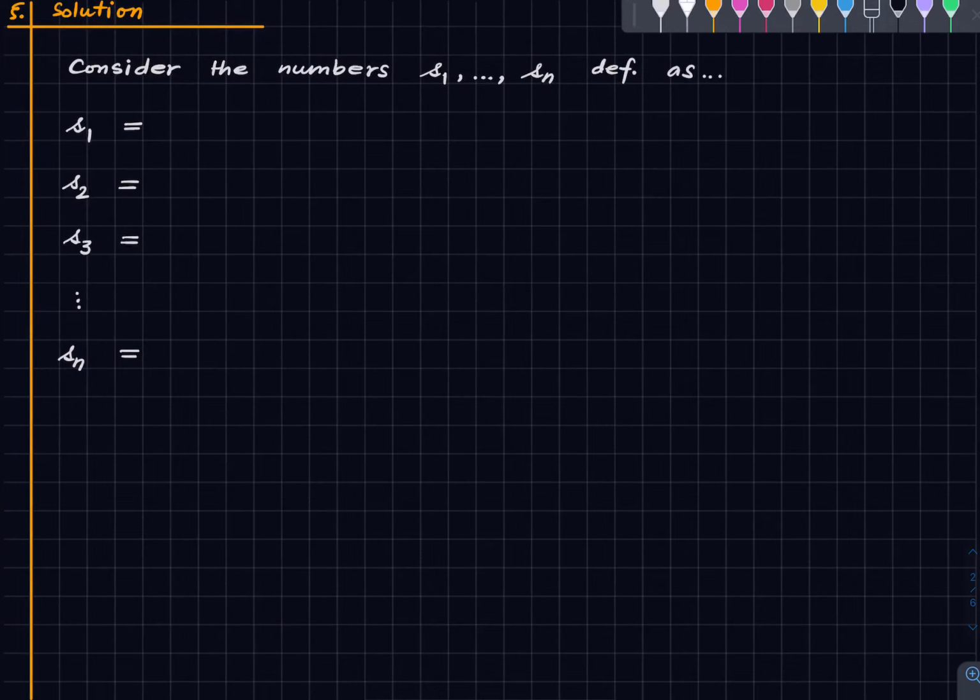So we will define n other numbers. We have been given numbers a1 up to an. We will define n other numbers as follows. S1 is defined to be a1. S2 is defined to be a1 plus a2. S3 is defined to be a1 plus a2 plus a3, and so on. Sn is the sum of all of them.